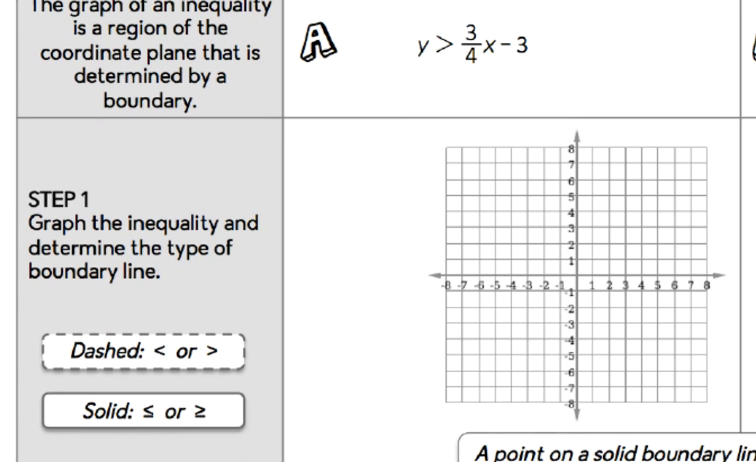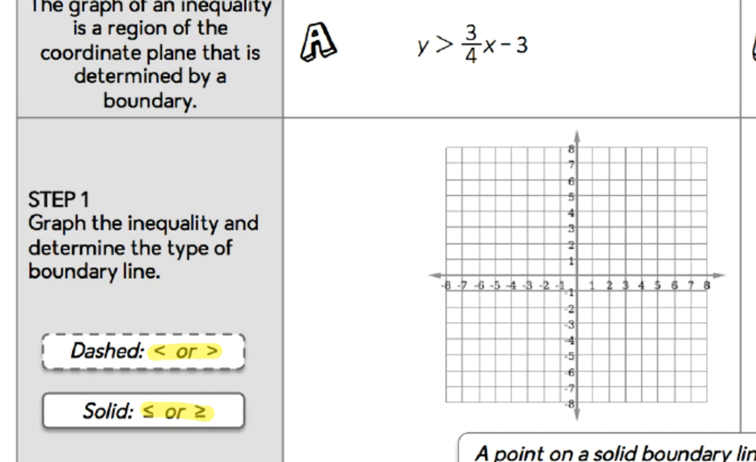The first thing we do here is graph the inequality and determine the type of boundary line. We know the type of boundary line based on the symbol that is in there. If it's greater than or less than, we use a dashed line. If it's less than or equal to or greater than or equal to, it's solid. So if it has the equal to, it is solid.